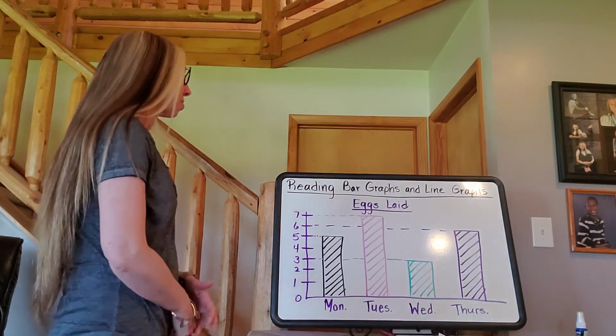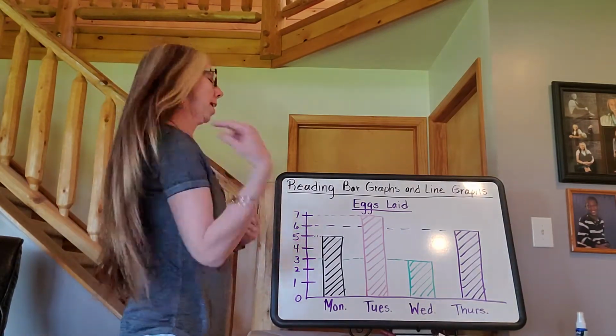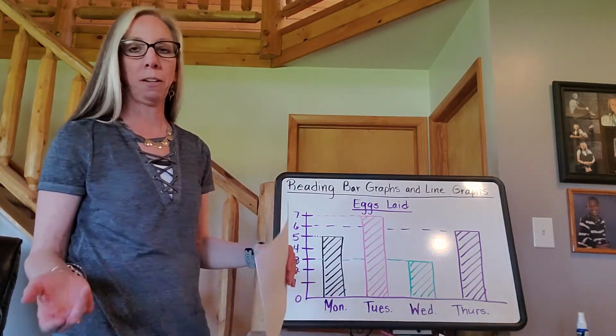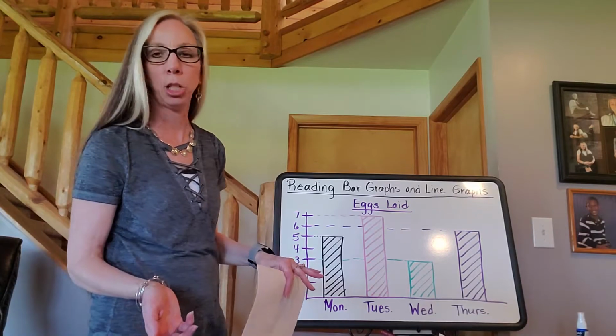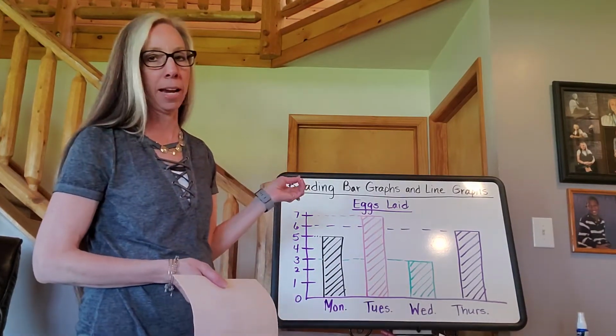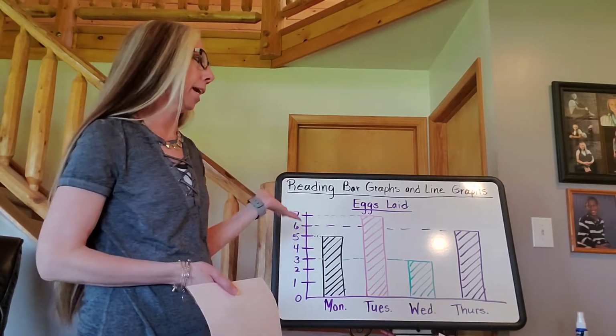Okay, so starting with our bar graph. I decided to pick one, again, from Super Teacher to use as an example to give you the kind of example questions that you could be asked on a bar graph. And I really liked this one because it talks about hens laying eggs and how many eggs they laid on which day.